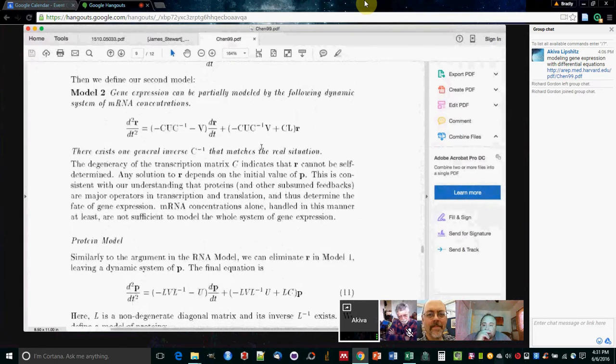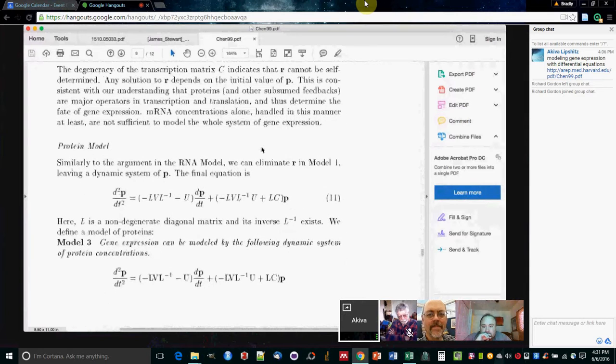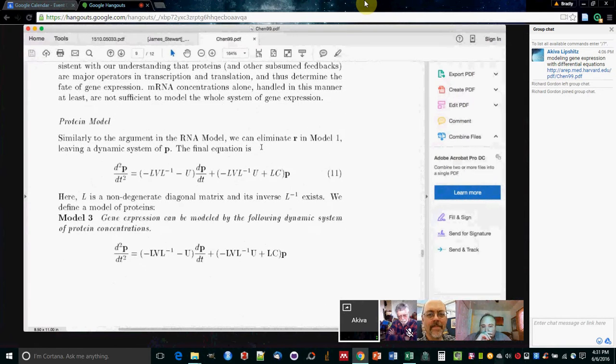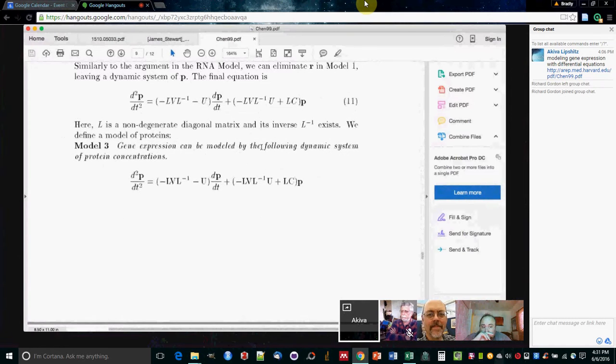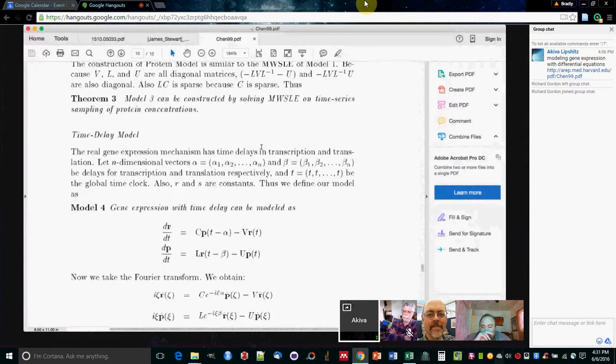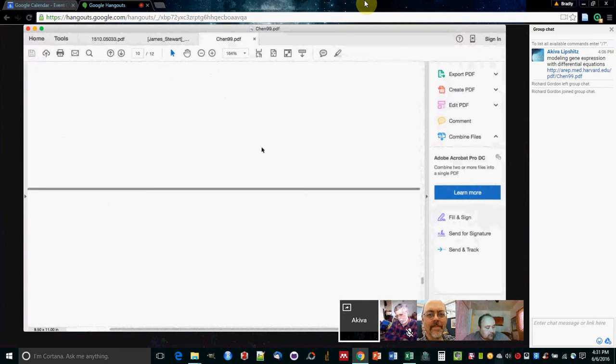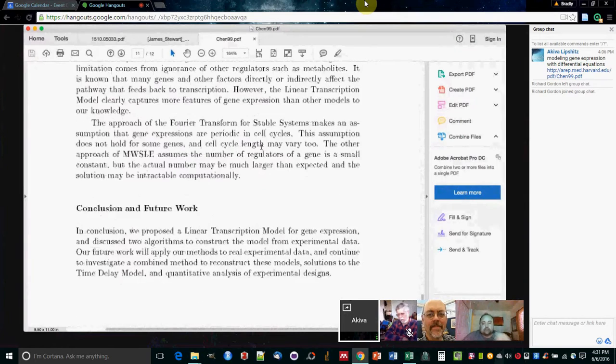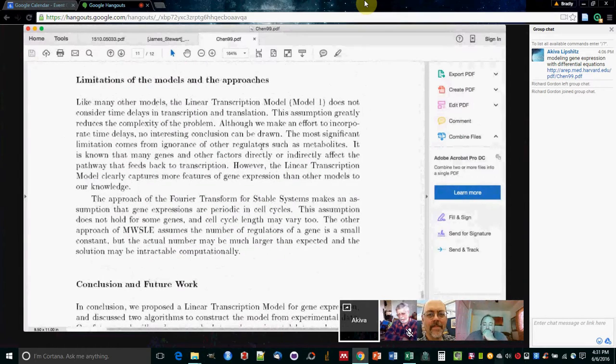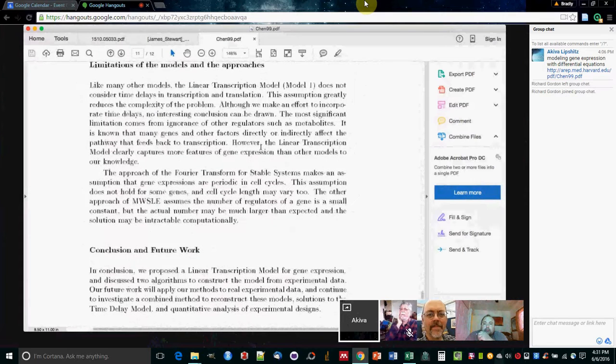Protein models without taking into account mRNA, and that's this over here. And then here they talk about the time delay model, where they take into account the time delays for transcription and translation, and that is the paper. Was that a little bit too quick or too brief?